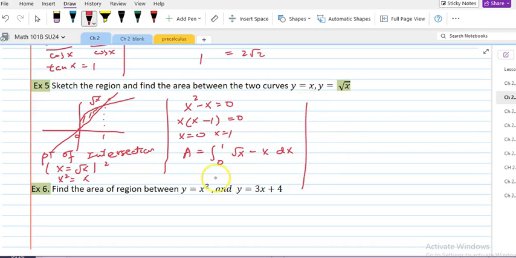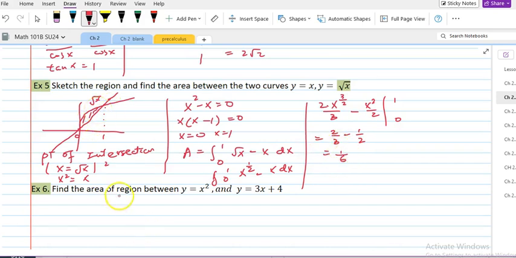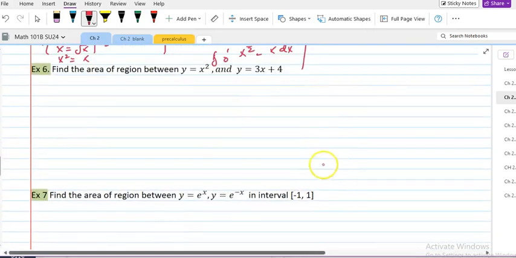So root x would be from 0 to 1, x to the power 1/2 minus x dx. So that would be x to the power 3/2 times 2/3 minus x squared over 2, from 1 to 0. At 0 we don't care, so it'll be 2/3 times 1 minus 1/2. That is equal to 1/6. So the area between these two curves is 1/6, and you have to find your point of intersection.